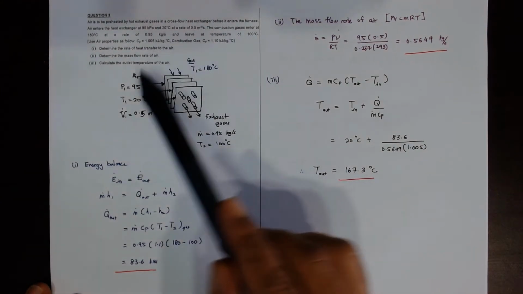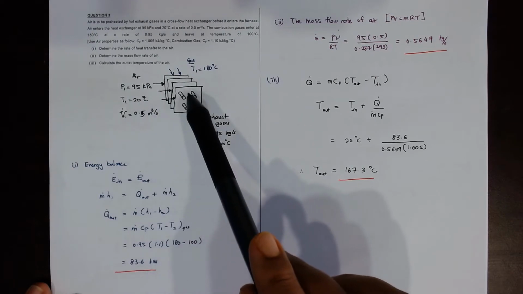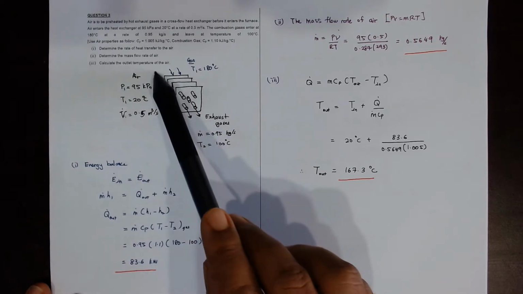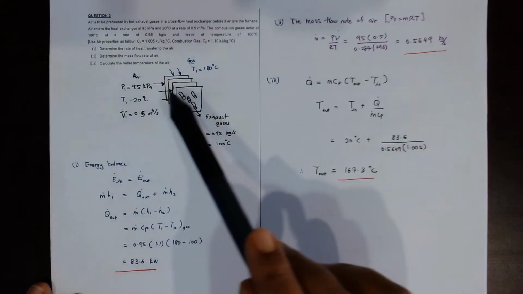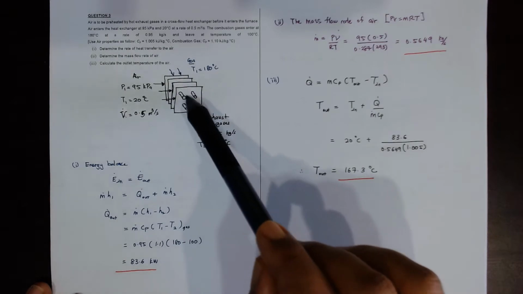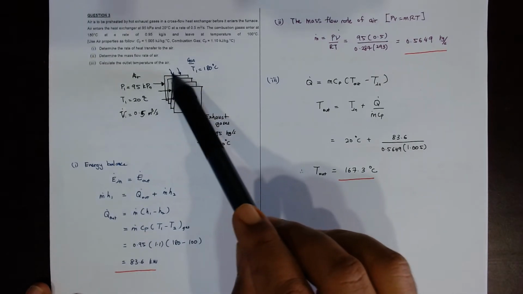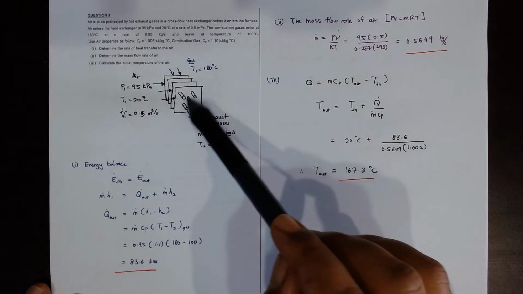For question number 3, we have air to be preheated by the hot exhaust gases in a cross-flow section. So this is a heat exchanger. Before it enters the furnace, the air is preheated. So you have a preheated air here. The gas is flowing through this piping system.